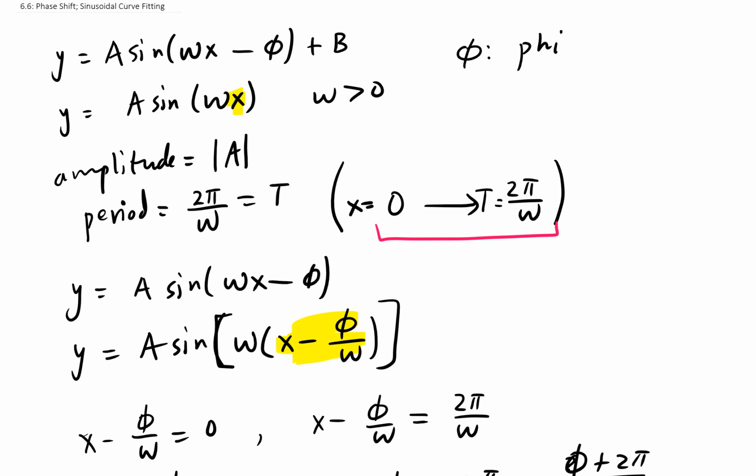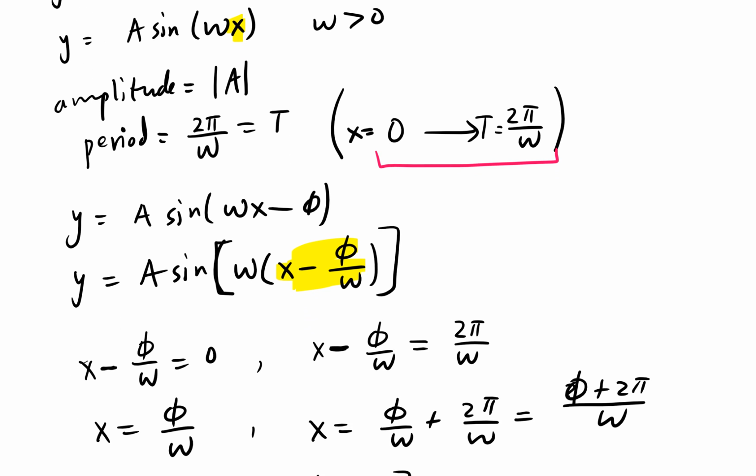And what we do is, if we start back with y equals a sine omega x minus phi, factor omega out. I know there is no omega in the phi term, but we can still pull the omega out. That gives us x minus phi over omega. If you set that highlighted part equal to 0, or the period itself, what do we get? X minus phi over omega is 0. X minus phi over omega is 2 pi over omega.